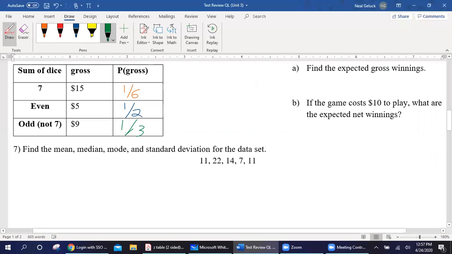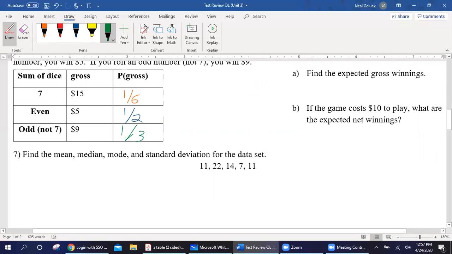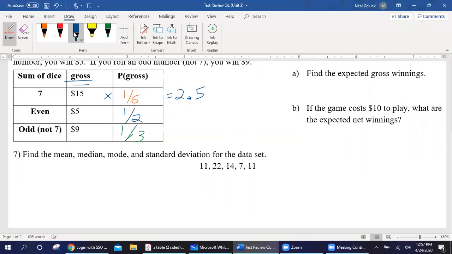The next step in expected value is I multiply the event, which in this case is going to be the gross, times its probability. So 15 times 1/6, which is really 15 divided by 6, is 2.5. 5 times 1/2 is also 2.5. 9 times 1/3 is 3. I add these together. That gives me my expected gross winnings. So if you add those together, you get $8.